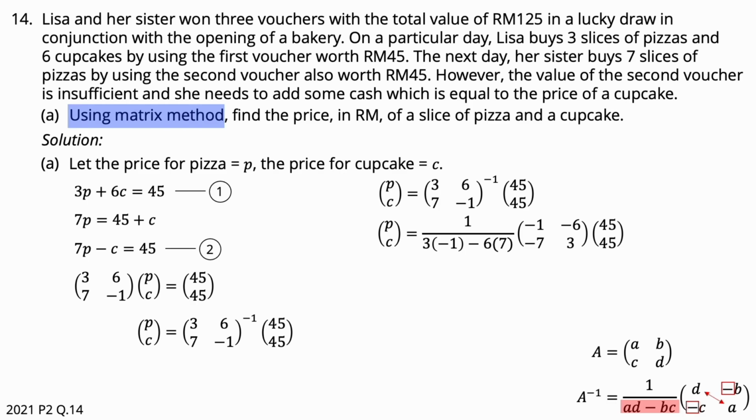Swap the positions of 3 and minus 1. Put negatives on the numbers 6 and 7. We have the determinant minus 45. Then solve the matrix equation by multiplication.